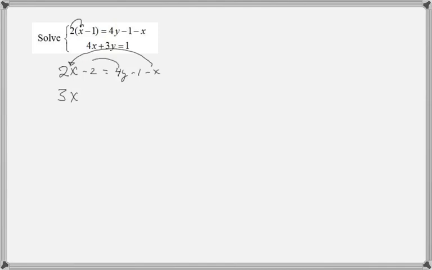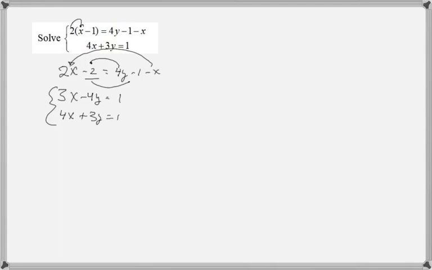4y also needs to come to the left. I'll need to subtract 4y from both sides. And then this constant term should go to the right. I can move that to the right by adding 2 to both sides. Negative 1 plus 2 is equal to 1. So that's my first equation written in standard form. My second equation, just copy this down, is 4x plus 3y is equal to 1.